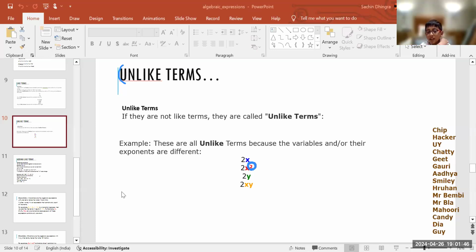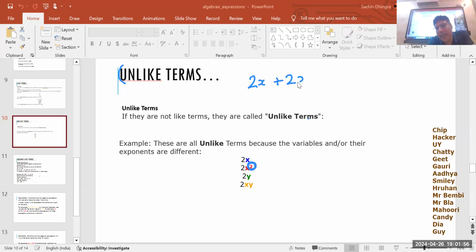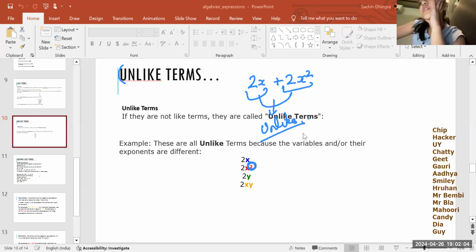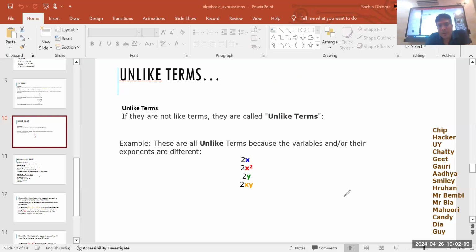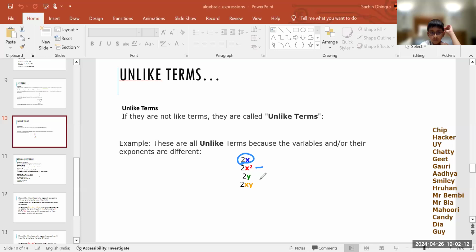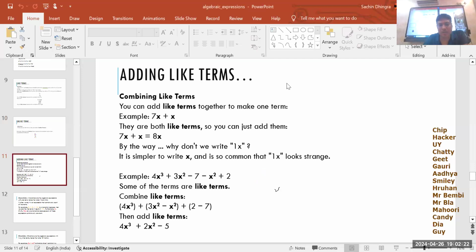Sir, everything needs to be the same, right? See, 2x and 2x square are different, you cannot add them. They are unlike. You cannot add them. They are unlike terms. That's it. This is called 2x, this is called 2x square, this is called 2y, this is called 2xy. Sir, unlike is more popular, right? It's not, beta. Everything is popular.